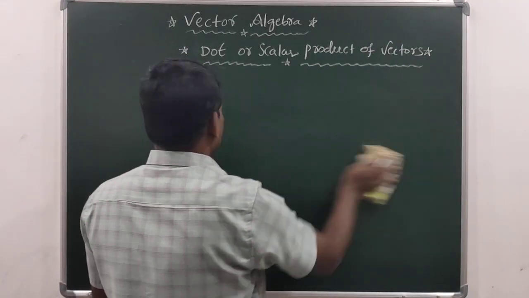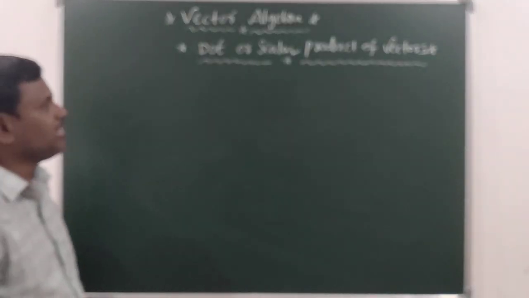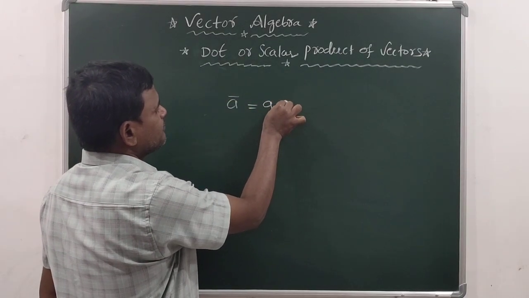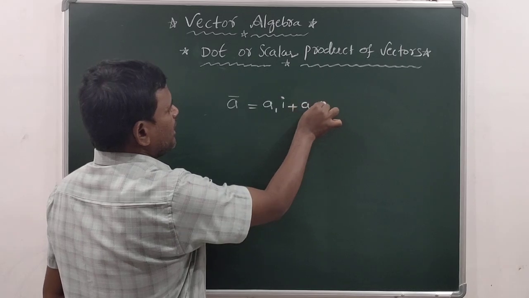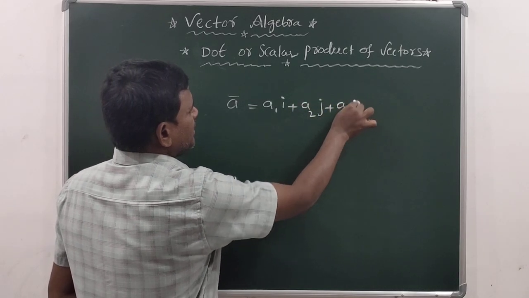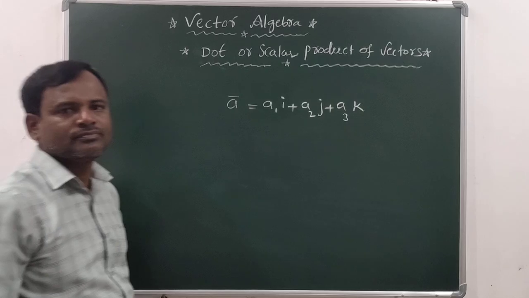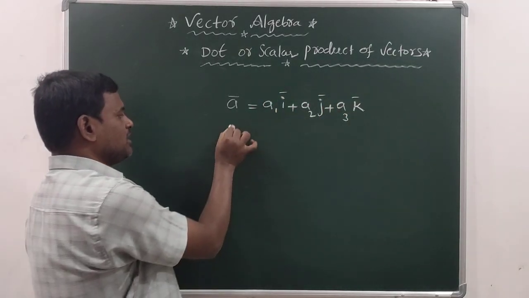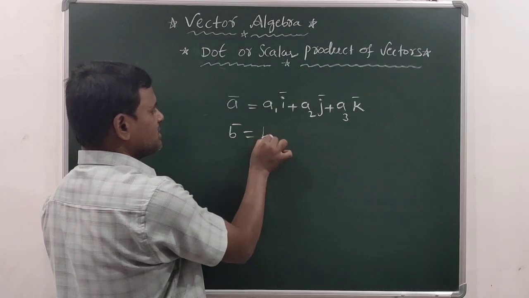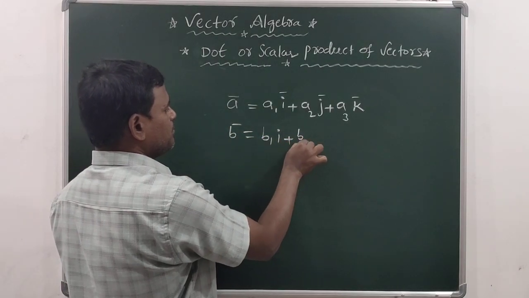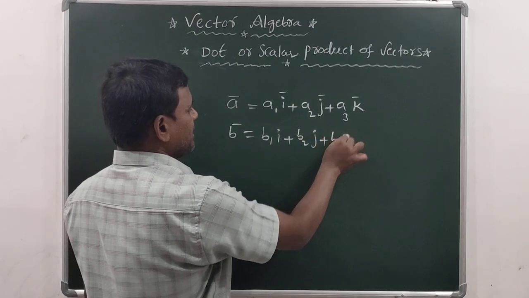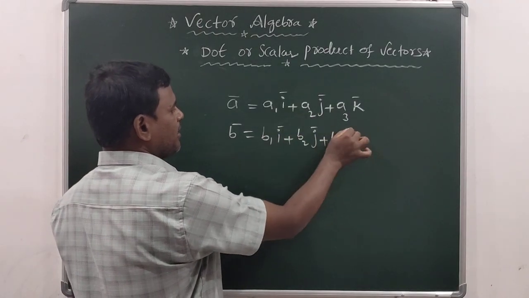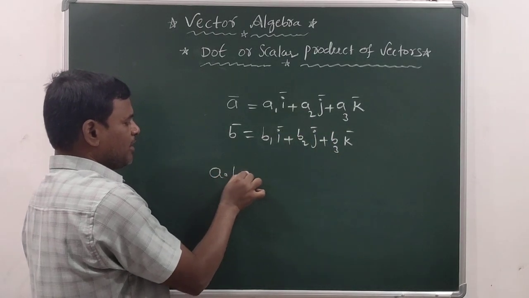Suppose you take a vector like this, A1 i bar plus A2 j bar plus A3 k bar. Now let us take one more vector, B bar, given as B1 i plus B2 j plus B3 k. Now students, tell me, find A dot B. A dot B is how much?